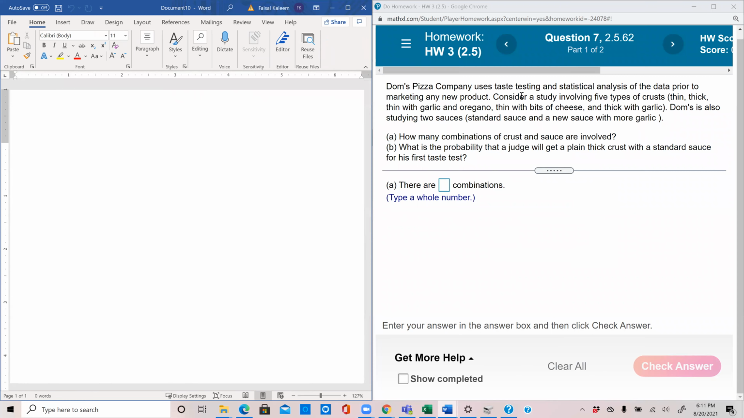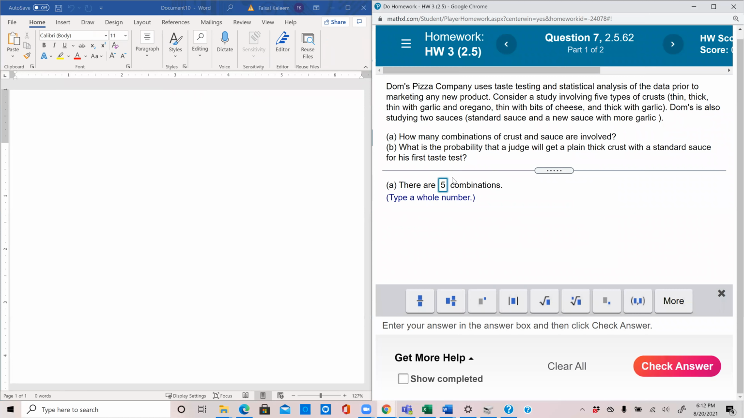A pizza company uses taste testing and statistical analysis. Consider a study involving 5 types of crusts, also studying 2 sauces. How many combinations of crust and sauce? So there are 5 crusts and 2 sauces. And so by the multiplication rule, the total possibilities involving a crust and a sauce would be 5 times 2 equals 10.